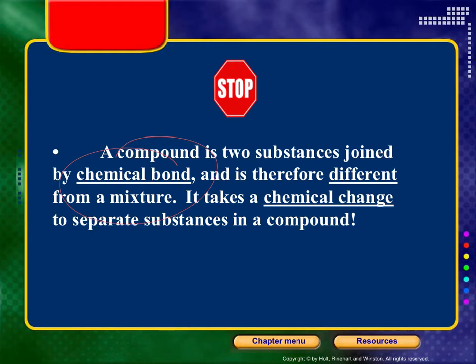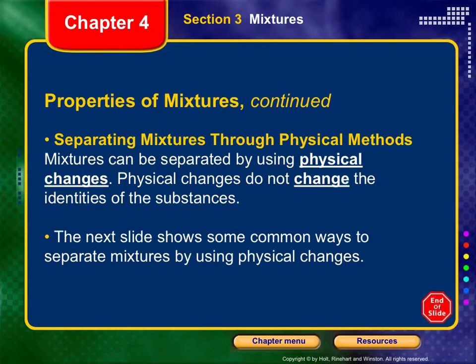All right, so if you think about the bonds that hold water together, you can separate hydrogen and oxygen, but it takes a chemical change. It takes a process called electrolysis to separate those two things, but not so in a mixture. There are different ways to separate mixtures. You can still separate them, but you have to do it physically, right? You actually have to separate the substances.